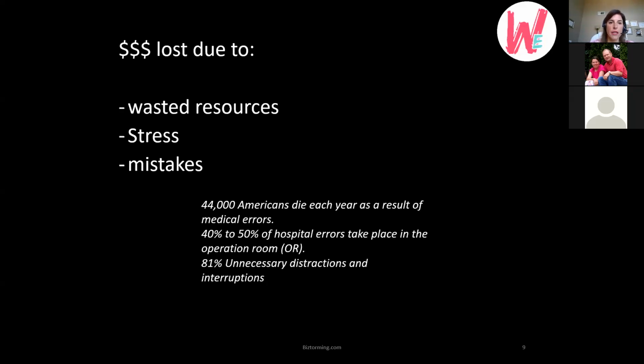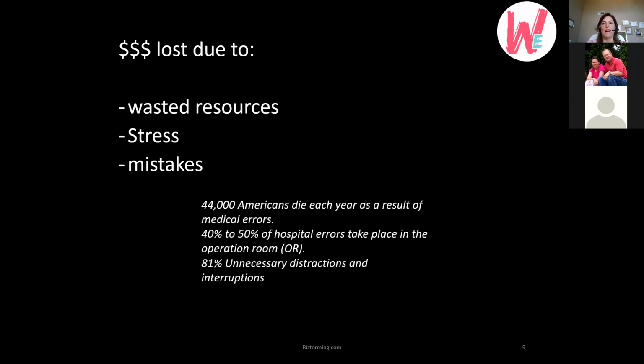We can see this in the healthcare industry. For example, we have 44,000 Americans dying each year, and 40 to 50% of the hospital errors take place in the operating room. And you may think that the operating room is the best place, the most organized place in the world. Many companies, when I'm teaching them 5S, say, well, this is not an operating room. It doesn't have to be so clean. This is a manufacturing company, right?